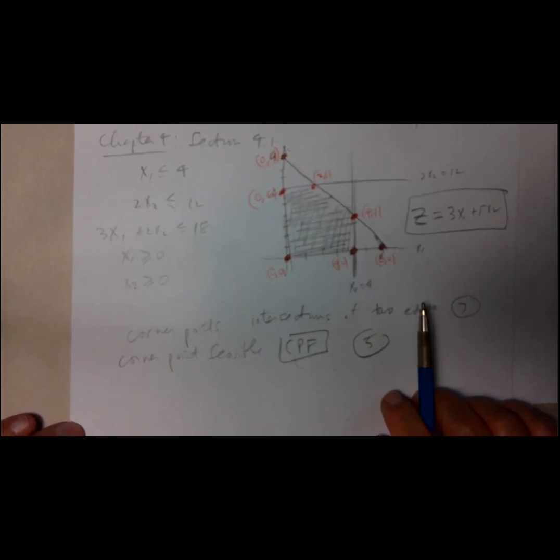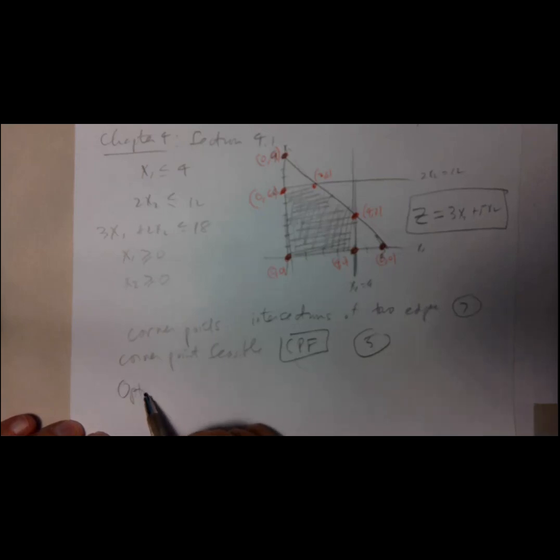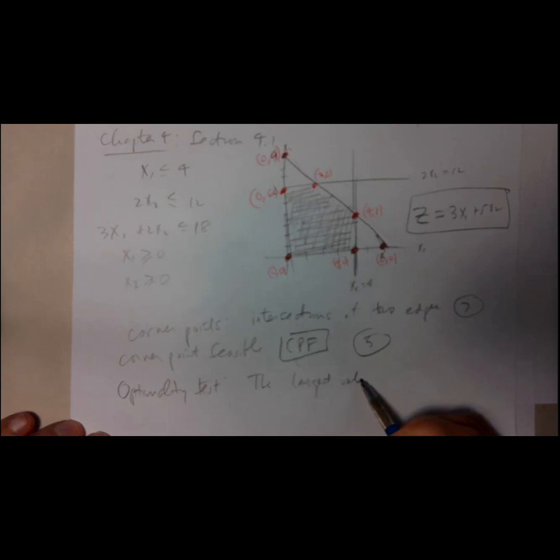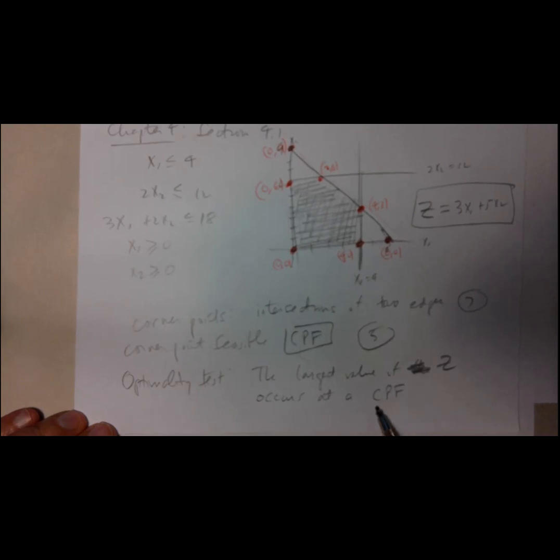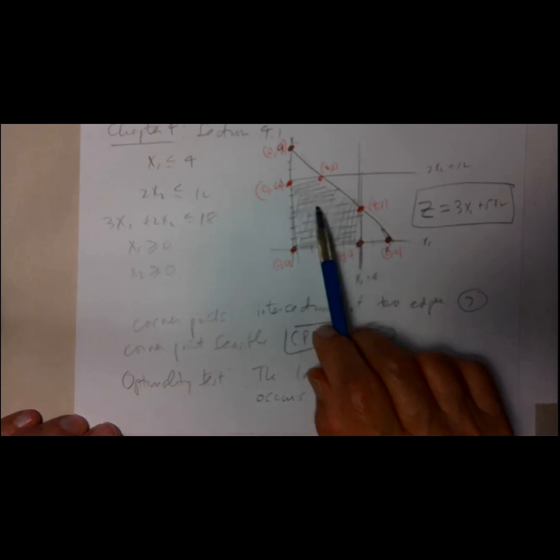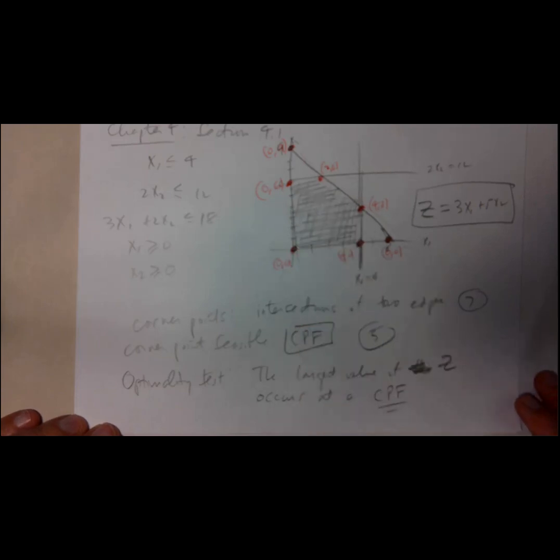So the first statement of the simplex method, this is sometimes called the optimality test, is that the largest value of the objective function, z, always occurs at a corner point feasible. So you don't have to check all the infinitely many points in this region. You just need to check the corner point feasibles.